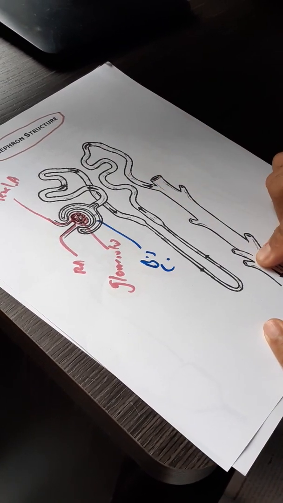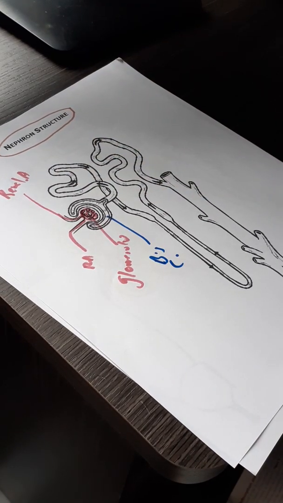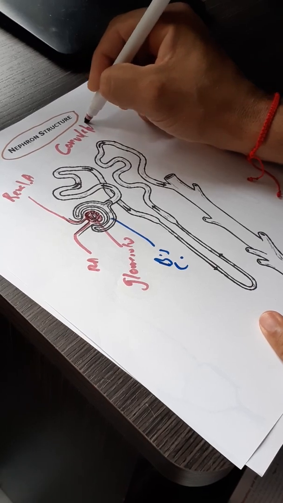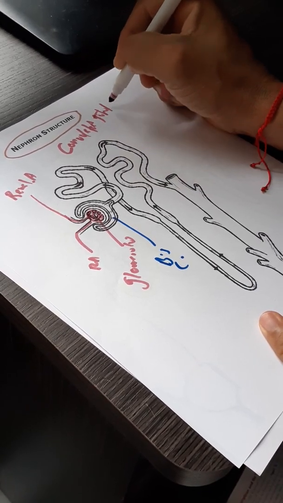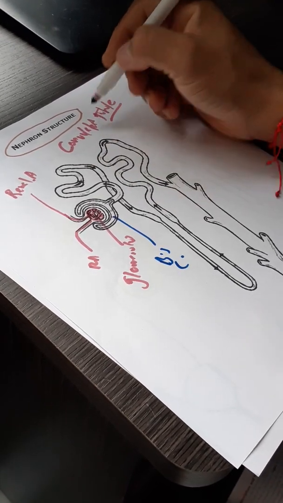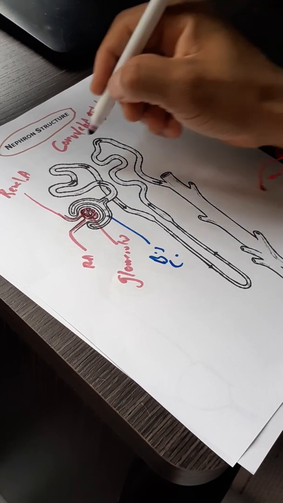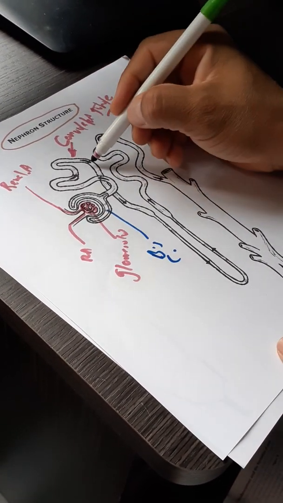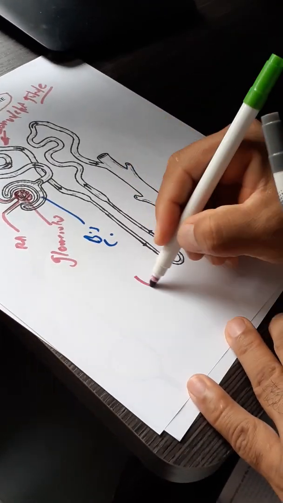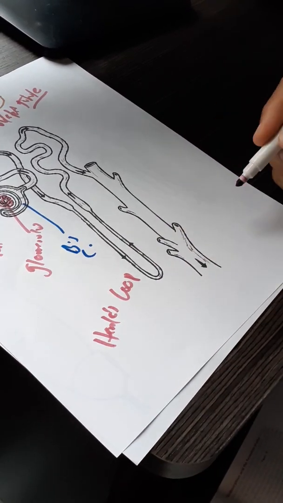So this first section of the tubule is called the convoluted tubule. Obviously, it's a tubule. What does convoluted mean? That it is not straight, that it has many curves, right? Good. Then the duct takes this form like a loop. This is called Henle's loop, right?